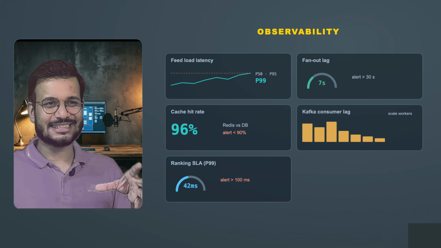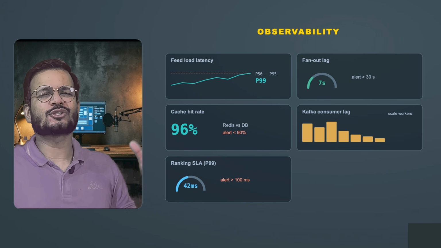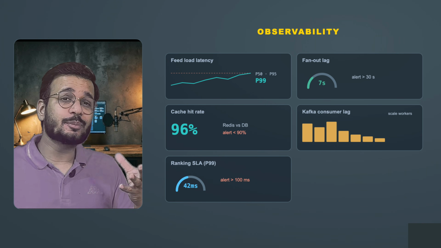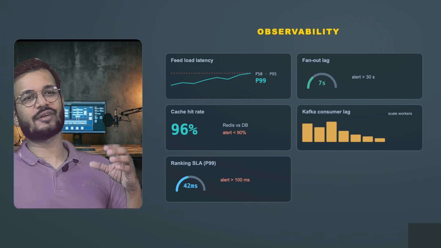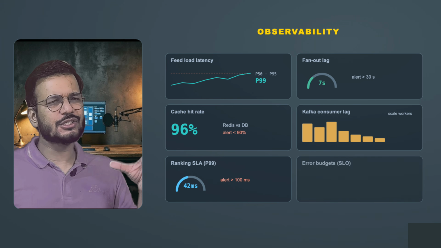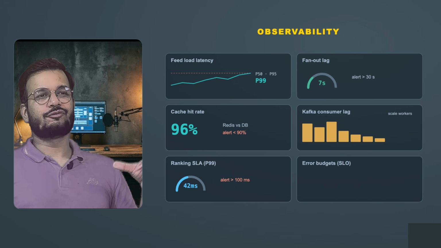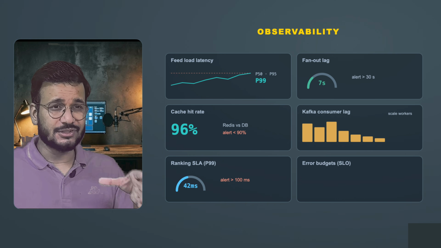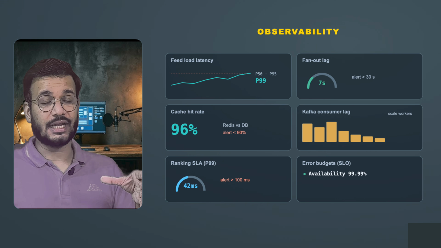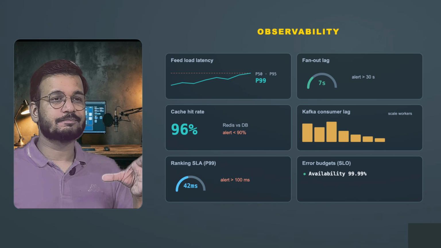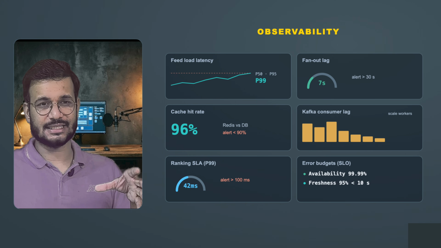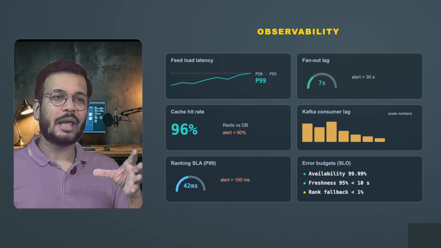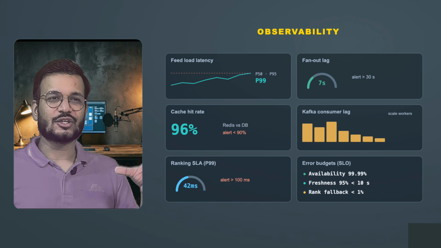Now for distributed tracing, we propagate trace IDs across all the services. When a user reports a slow feed, we can trace the entire request across the post service, the fan-out, ranking, and the ad server. Error budgets: we set error budgets by tier. Feed availability should be 99.99%. This is our SLO, that is, service level objective. Then feed freshness: 95% of posts should appear in followers' feeds within 10 seconds. Ranking fallback rate should be less than 1% of feed requests falling back to chronological order.